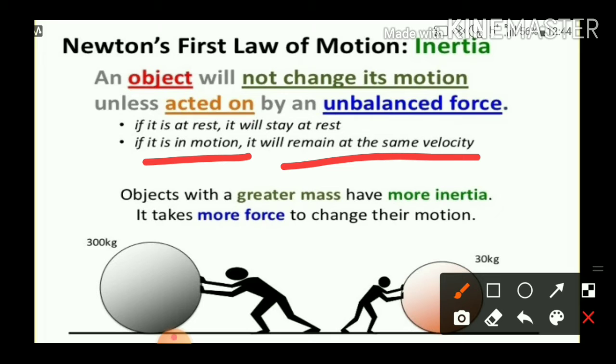Objects with a greater mass have more inertia. It takes more force to change their motion. Today we are going to see this with an example. Here we have a 300 kilogram big ball and a 30 kilogram ball. This 300 kilogram ball needs more force to move, because it has a greater mass compared to the 30 kilogram ball. This is a simple example.